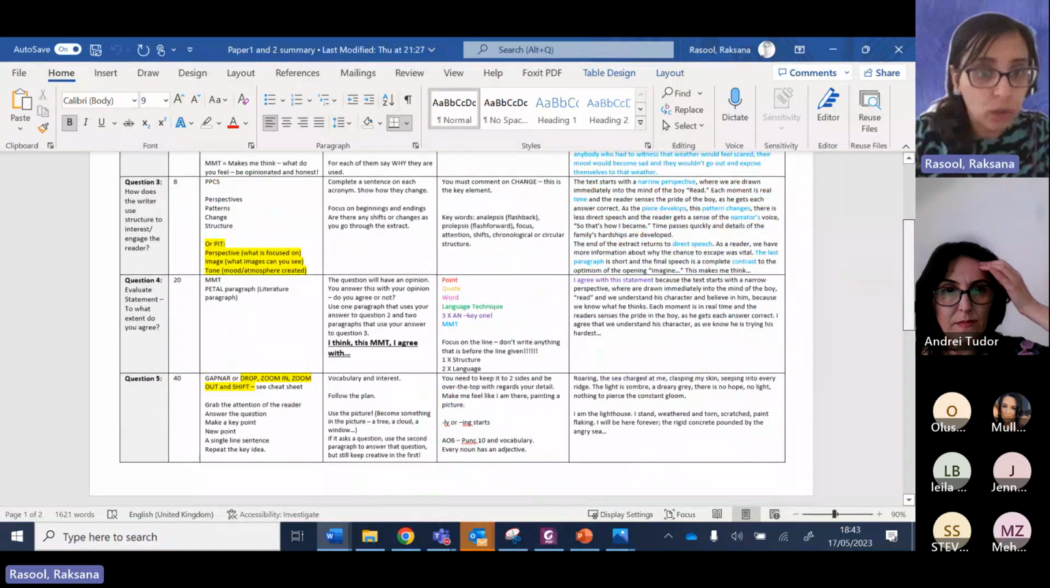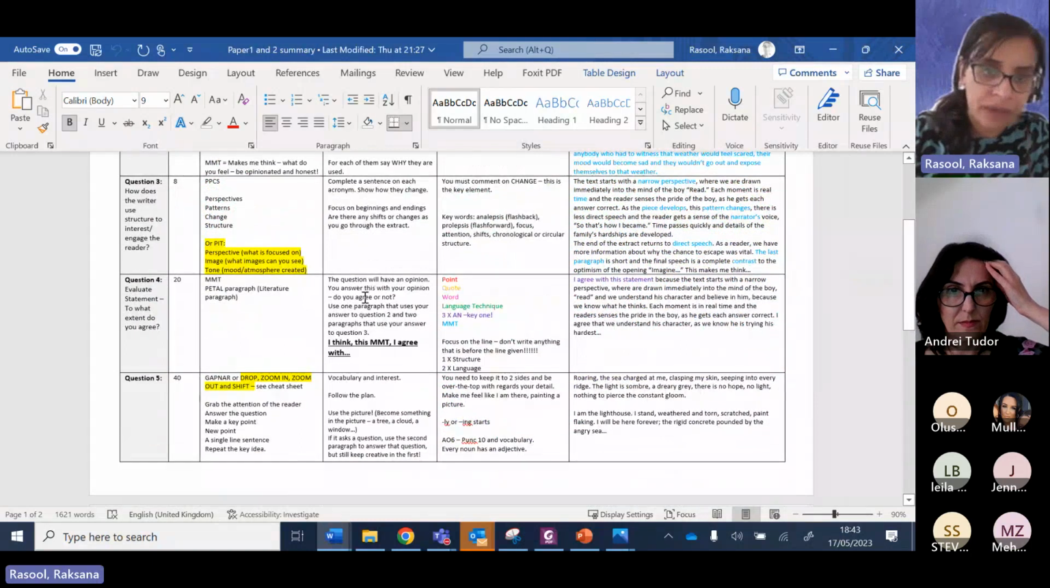Then you've got question 4. Okay, you have an opinion on this. Do you agree or do you not agree? And then again, a point, a quote, a language technique. I agree with this statement.